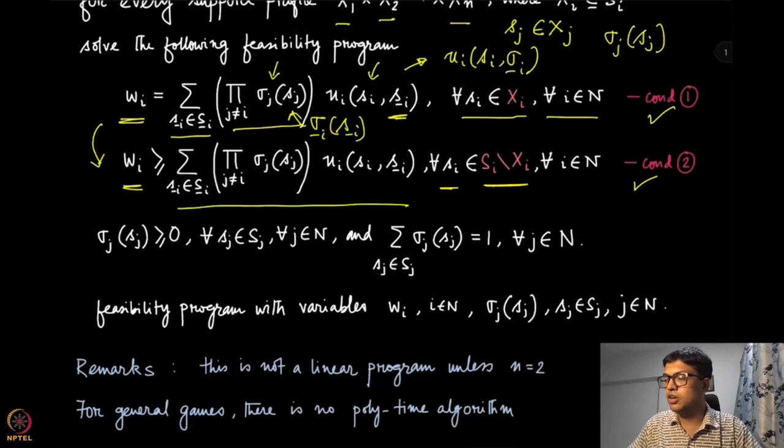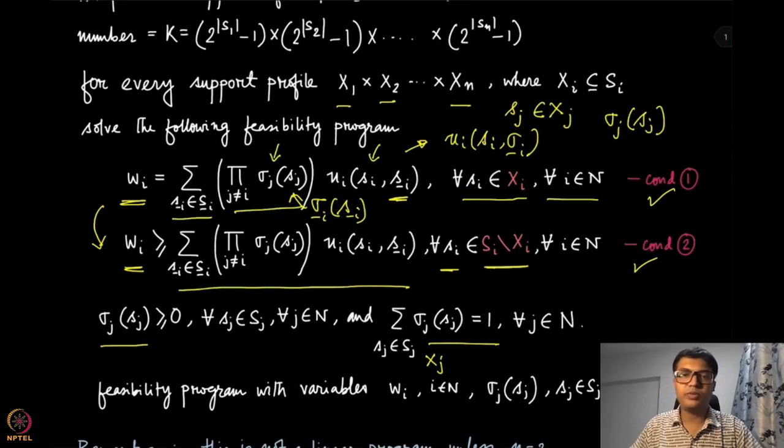Essentially all these sigma j of sj are probability masses, so they should be non-negative and they should sum to 1. So this feasibility program is solved for one support profile, and exactly this is the procedure we had followed to find the mixed strategy Nash equilibrium for that penalty shootout game. We started with different support profiles, and we have seen that for certain support profiles there is no solution to this feasibility program, so we throw that out. Whenever it was possible we found the corresponding values of the sigma j of sj for all these players, and that happens to be the mixed strategy Nash equilibrium for that game.